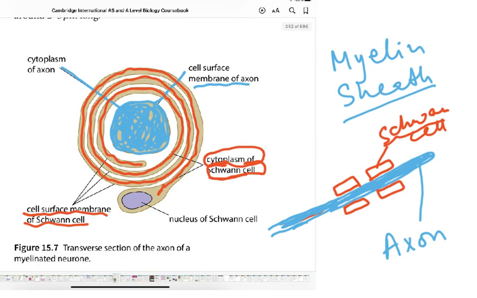It's like a big roti or a paratha, and then it's wrapped around the axon. But that roti or that paratha has got a cell membrane, and that cell membrane will be the cell membrane of the Schwann cell. And somewhere, of course, there is a nucleus of the Schwann cell as well. So this entire structure is the Schwann cell which is wrapped around it. And then, of course, the Schwann cell has the cell membrane, has the nucleus of the Schwann cell, and has the cytoplasm of the Schwann cell. So this is something which you need to understand in a transverse section of the axon of a myelinated neuron.